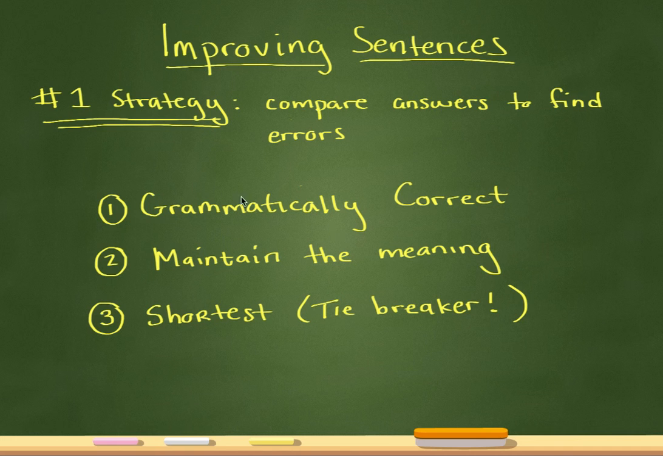Besides that, there are two things that a correct answer will have. It will be grammatically correct. That makes sense, right? We're in the grammar section. So it's going to follow all the grammar rules that we've learned before and that are on the grammar checklist. If you forget what those rules are, go back to the identifying sentence errors, and you should be able to see the full grammar checklist.